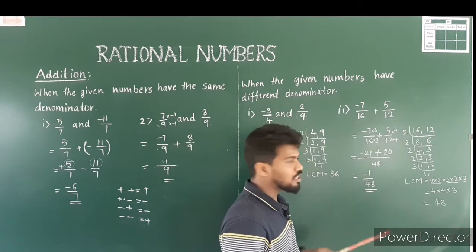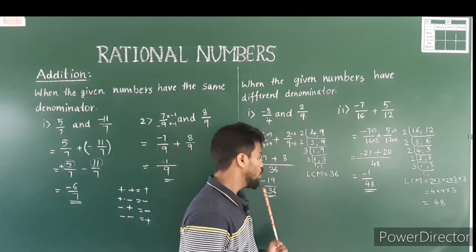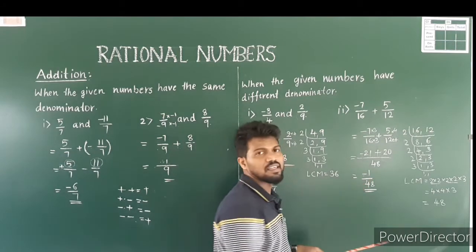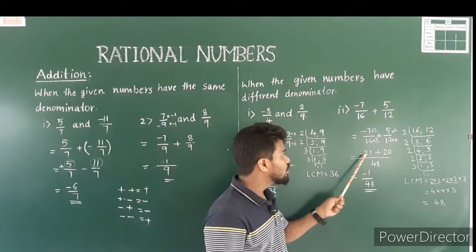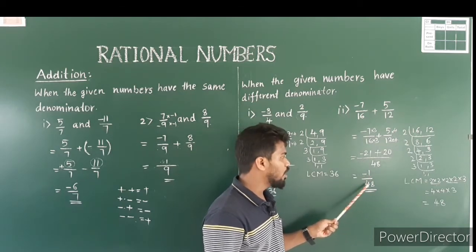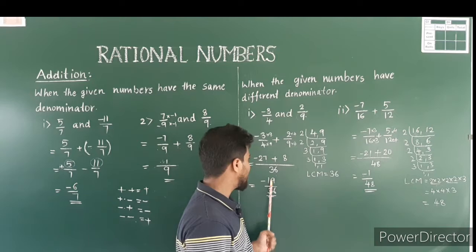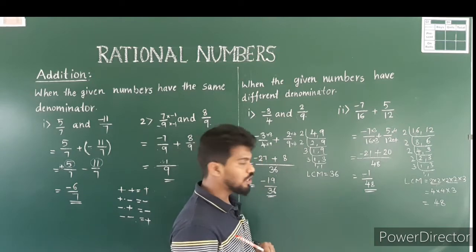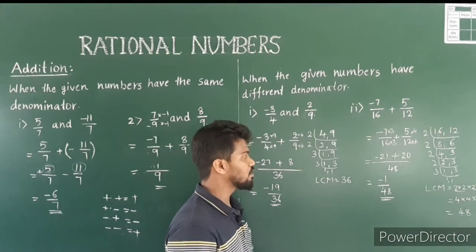So in these problems the sign is very very important. You can't put plus or minus as you wish. So the larger value sign, minus, is very important. So minus 1 by 48. So here you get minus 19, since you get the larger value here. So minus 19 by 36.